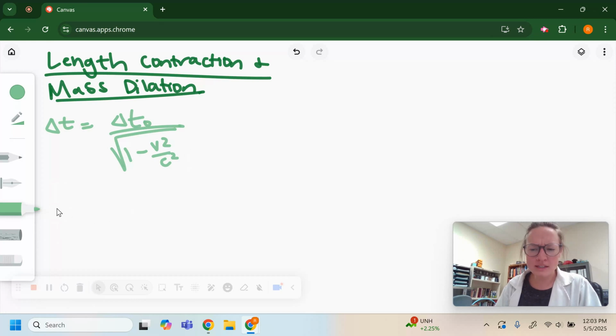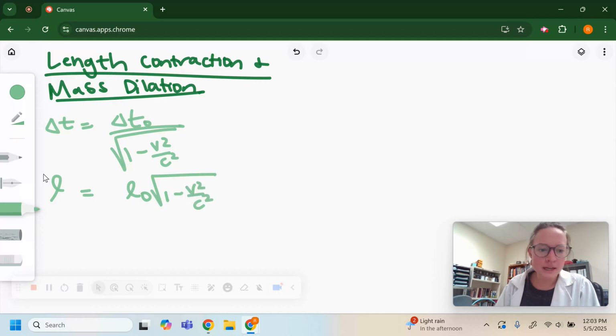We won't derive this equation today, but I will show you this equation. If you'd like to see the derivation, please let me know and I'd be more than happy to show it to you. But we also get length contraction, which says that the length that you see the meter stick at is equal to the length that the meter stick sees itself at times the square root of 1 minus v squared over c squared.